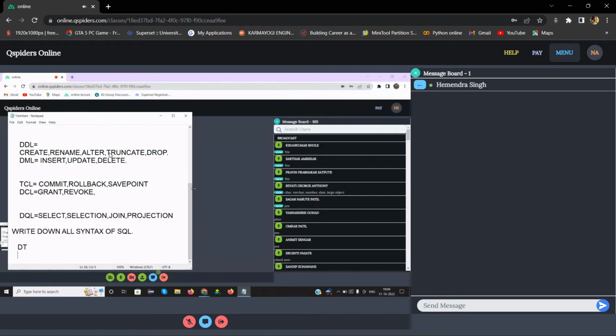Data types are the different types of value. Different types of value. Is it correct? Like char, varchar, date data type. Date data type. Okay, what is the maximum size for the varchar2? 2000 characters.